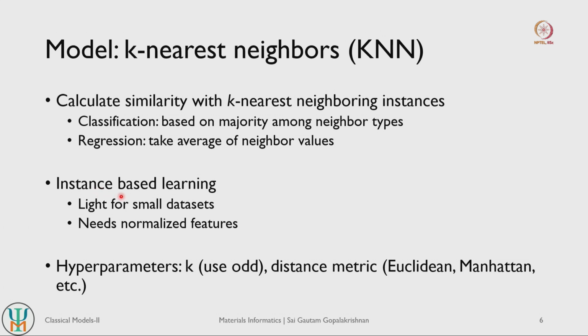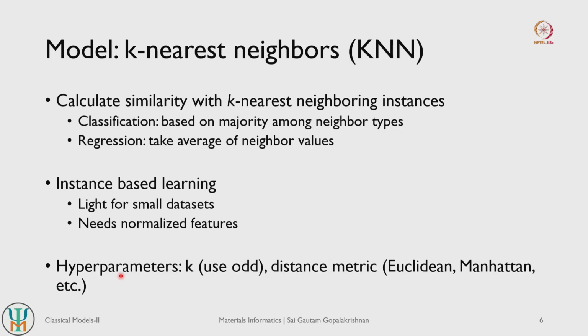And as with any instance based learning model, these k nearest neighbor models are usually very light for small data sets, so they are very quick to be implemented and used, but can very quickly become heavy for larger data sets. And since this is instance based learning, we need to ensure that all the features that we provide to the model are normalized. In other words, we cannot give them unscaled or not normalized features, because that can really skew the way that the model actually memorizes all the instances.